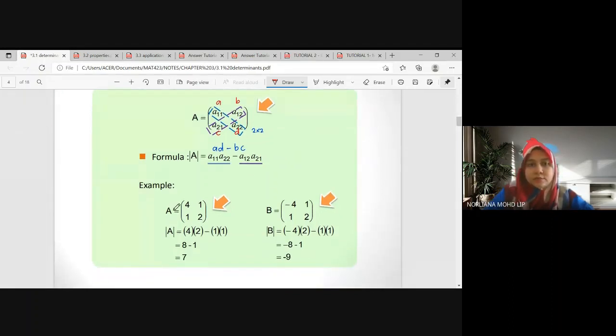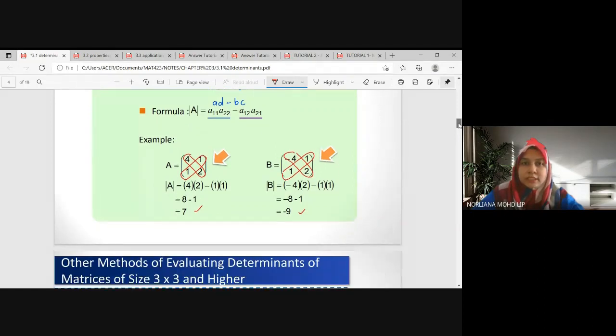Look at this example. AD, then minus BC. So the determinant of A is 7. Matrix B, AD, so negative 8 minus 1 is equal to negative 9. This is how to evaluate a matrix of size 2 by 2. We use the formula AD minus BC.